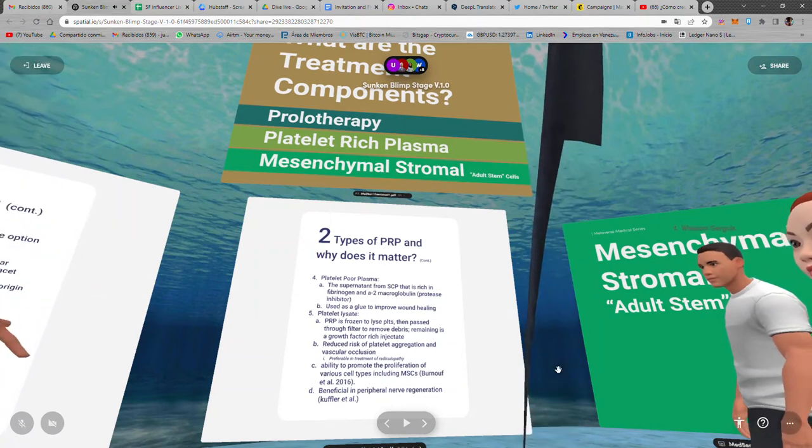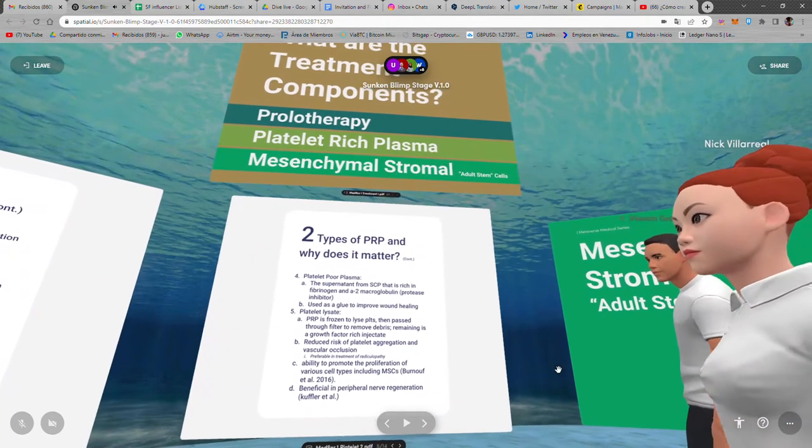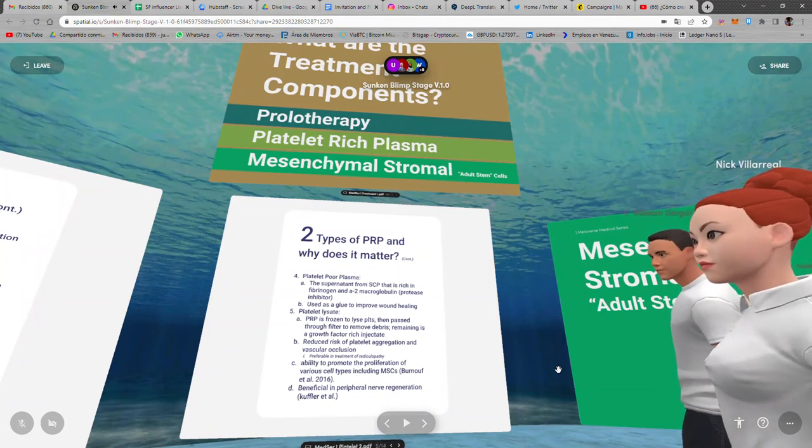Now, outside of leukocyte-rich and leukocyte-poor, you have... and it's not listed here. I think it got skipped for some reason.